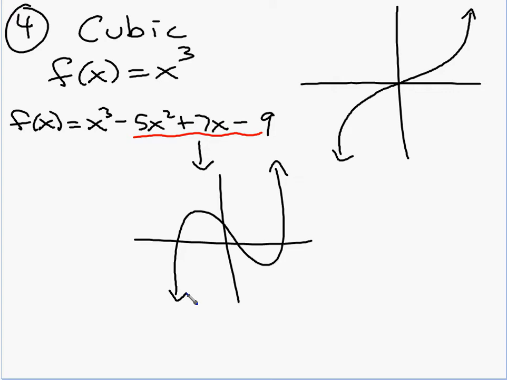If it's just regular old x cubed, like this one, and that could even be, you know, 7x cubed or negative 3x cubed or something like that. If it's in that form, it's going to look like this. But as soon as you start adding in all of these other terms, cubics start looking like that curve right there. All right? So, the domain is easy.